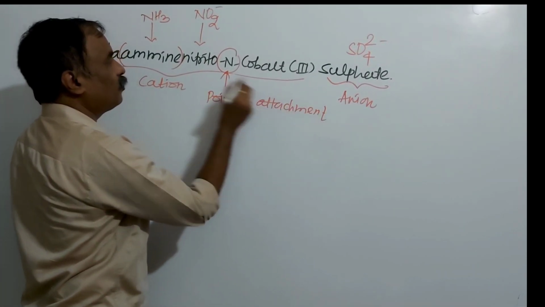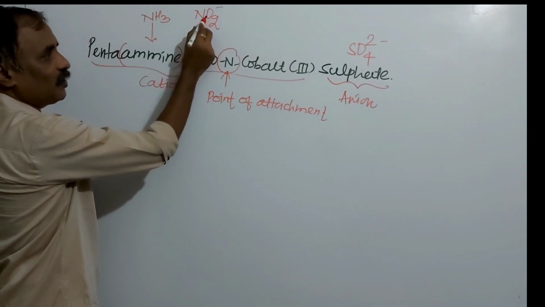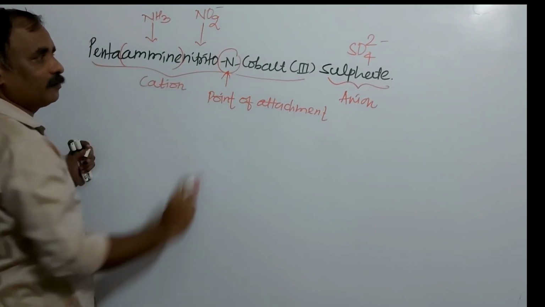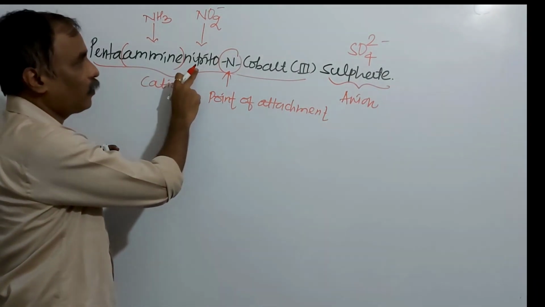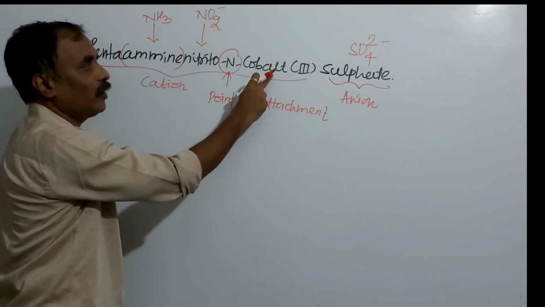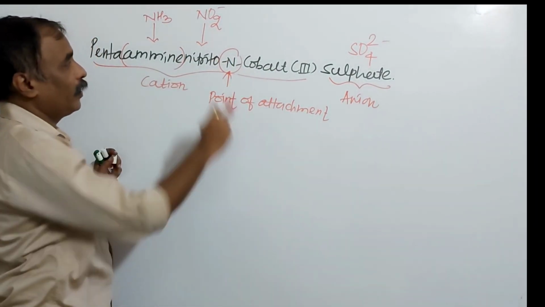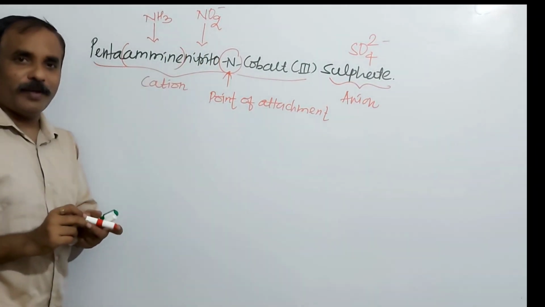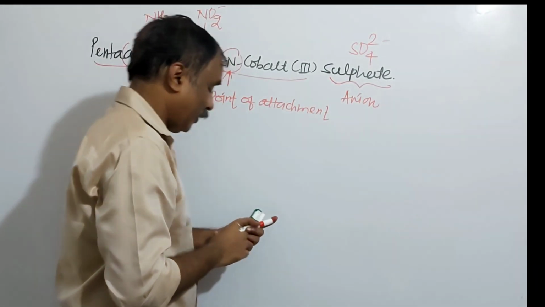What is the conclusion of this? The NO2 minus is linked to this cobalt through nitrogen. The coordination between nitrito and cobalt, that is NO2 minus and cobalt, is through nitrogen. And here nitrogen is the electron pair donor atom. Then how to write?